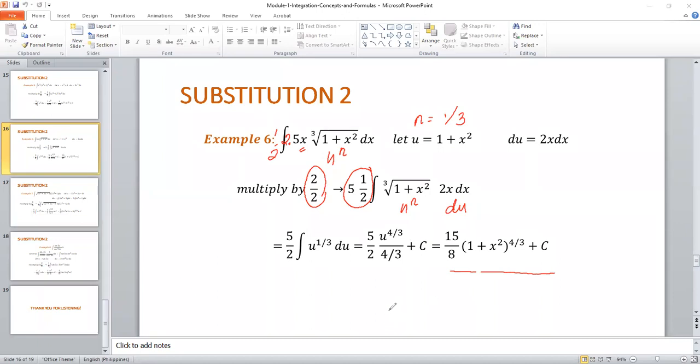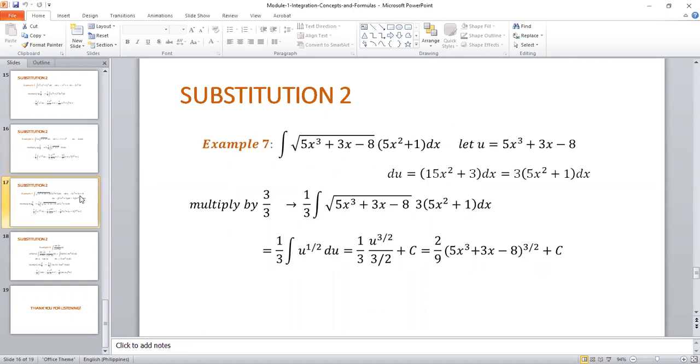Okay, still using power rule. Any questions? Okay, so there's none. So I hope you follow through. Okay, we have the last two examples here on substitution.